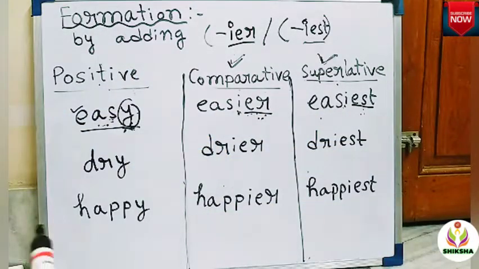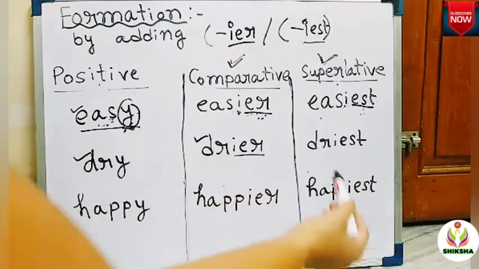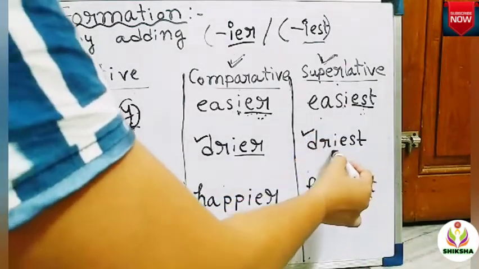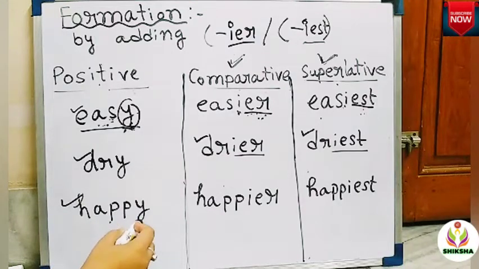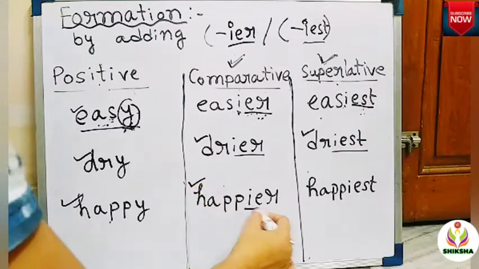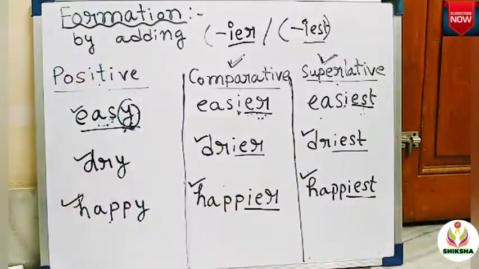Similarly, dry is in positive form. The comparative degree of dry will be drier and the superlative form of dry will be driest. Happy is in positive form. The comparative form of happy will be happier and the superlative form of happy will be happiest.